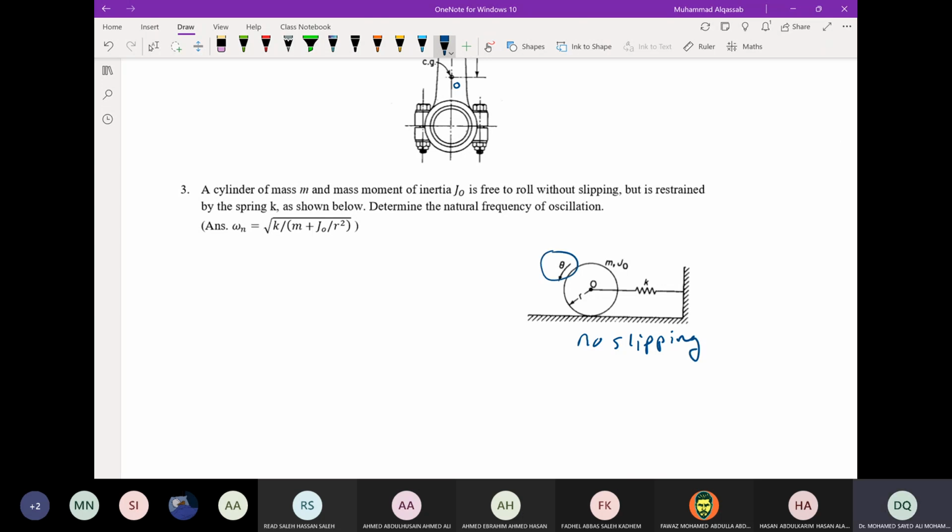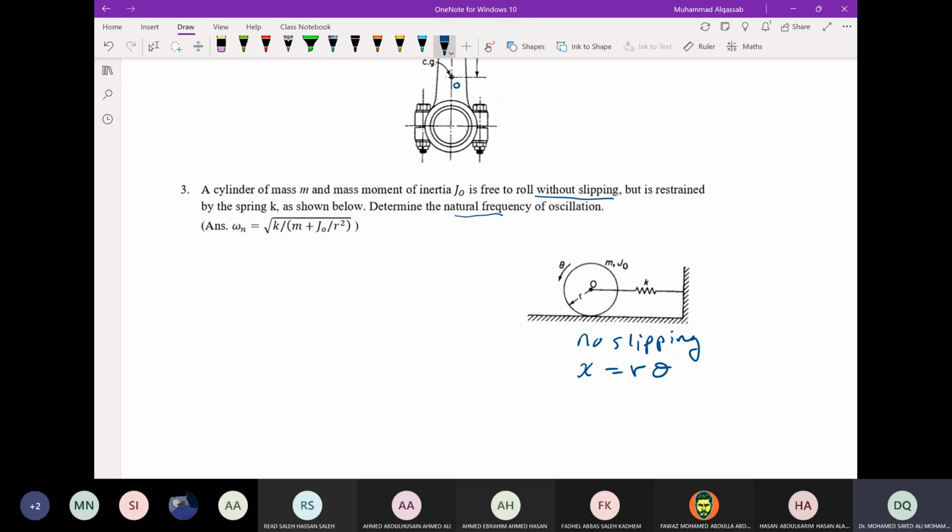So we have theta given here, but as you know, in rolling motion we also need the translational part, which is in terms of x. So for no slipping we have x equal to r theta. Although it is not given, you know that it is without slipping. So this is the condition for no slipping. Okay, you recall this from dynamics, right? So either you find the equation of motion first. The question is to determine natural frequency.